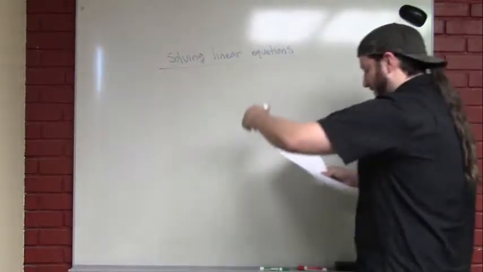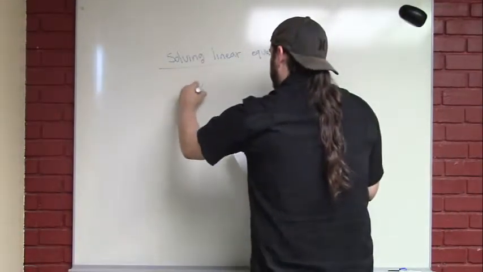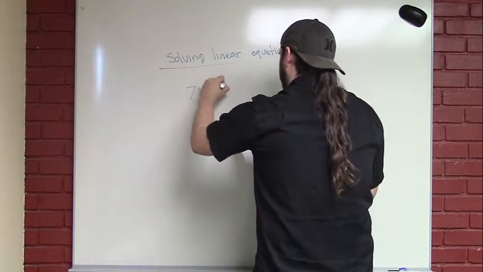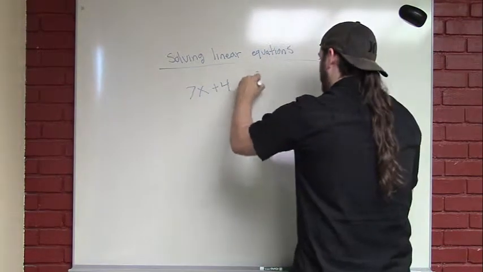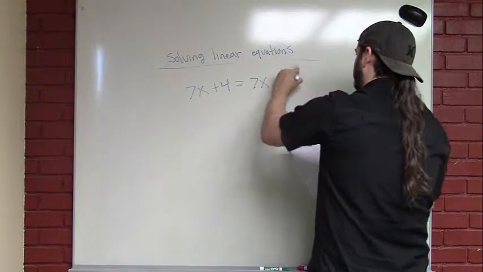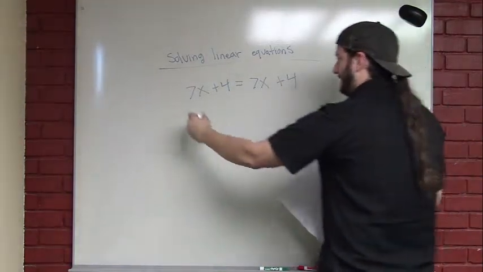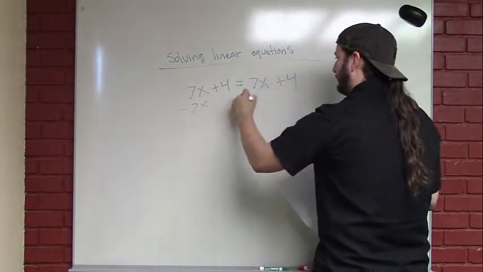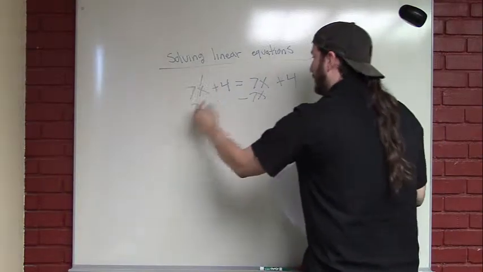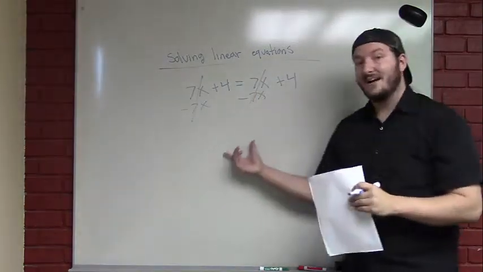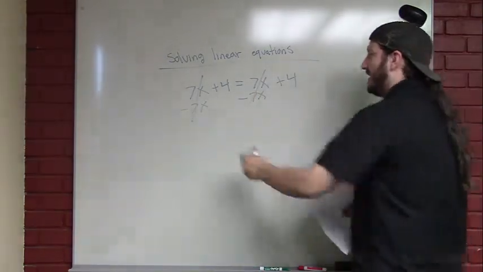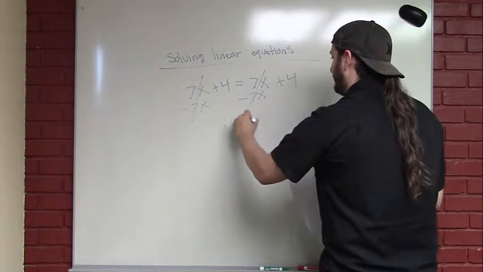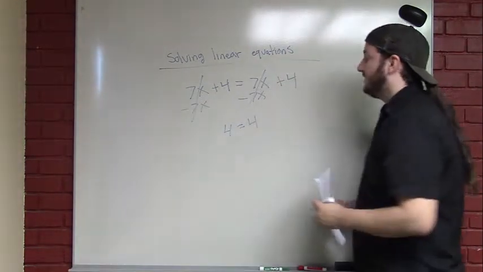All right. Let's try this next one. We have 7x plus 4 equals 7x plus 4. Same thing, and subtract 7x to both sides. Boom. In this case, they cancel out again, okay? And now we're left with 4 equals 4.